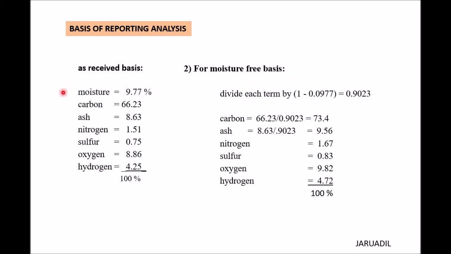So alisin mo yung moisture, i-minus mo sa 100% yung percentage ng moisture. 100% is 1 minus the percentage of moisture. So ito na yung total, 0.9023. You divide all other elements by 0.9023. Then you add, that becomes 100%. Dapat laging 100%. So yung as received 100%, yung moisture-free basis is 100%.